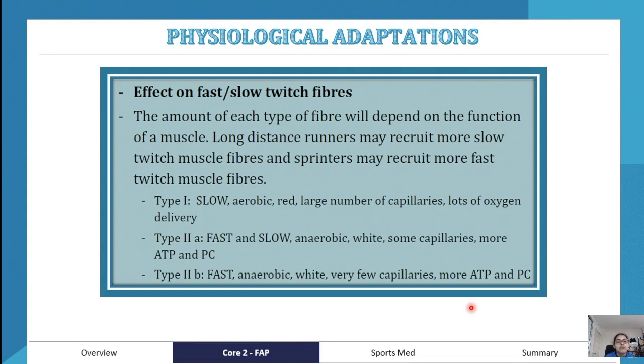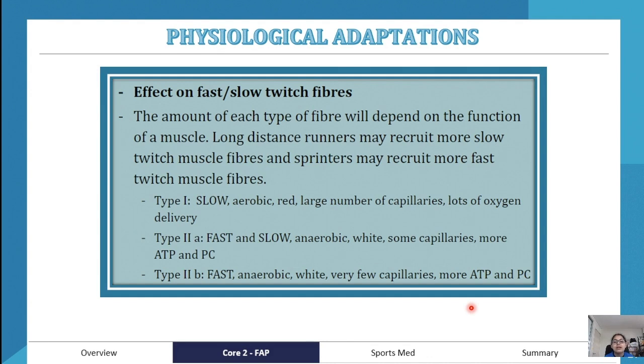The amount of each type of fiber depends on the function of the muscles. That's very important too. For example, a part of the calf muscle has more slow twitch fibers because we need that endurance to, for example, stand up and walk around all day, right? In comparison, your biceps would have more fast twitch muscle fibers, because you need that to push things away, move things around, and lift heavy things. Long distance runners may recruit more slow twitch muscle fibers, and sprinters can recruit more fast twitch muscle fibers. That does change with training as well.